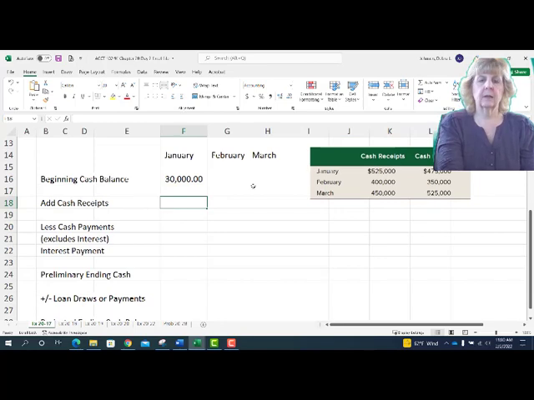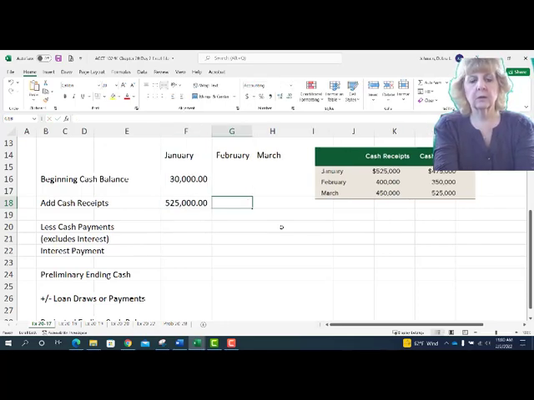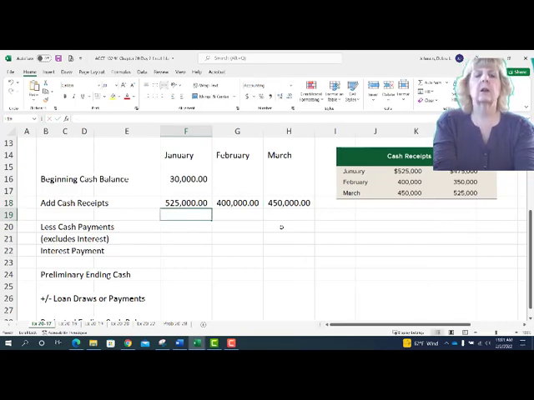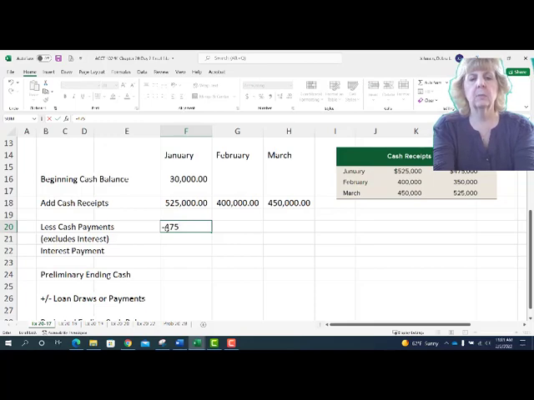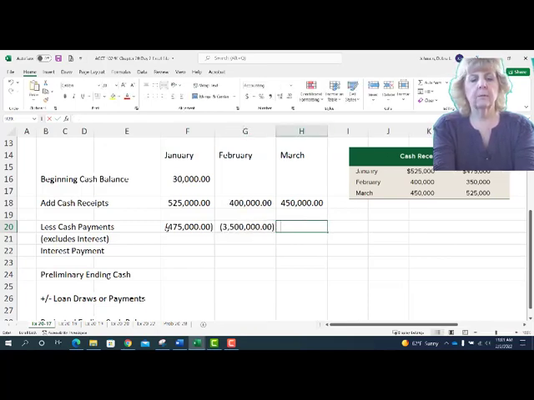I snipped this just so I wouldn't be driving you crazy by scrolling the screen up and down. So there's the $525,000. I think I'm going to go right across the way. $400,000 is estimated to come in February. $450,000 is estimated to come in March. And then cash payments, I'm going to show as negative amounts. And we notated that this does not include the interest payment. So $475, $350, and $525.